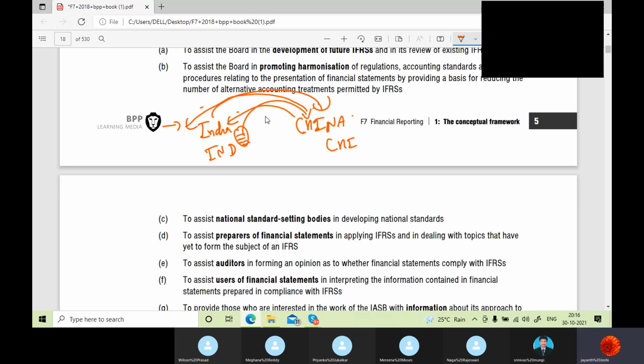Why are they learning the standards of other countries? Because accountants appointed there will be Chinese local guys, and accountants appointed here will be Indian guys. There, what standards are working? Chinese. Here, what standards are working? Indian. So treatment will be given as per the Chinese standards there and as per the Indian standards here. Now, what would happen if you want to consolidate or show them as a group? The treatment done under Chinese standards has to be translated to Indian treatment, correct or wrong?